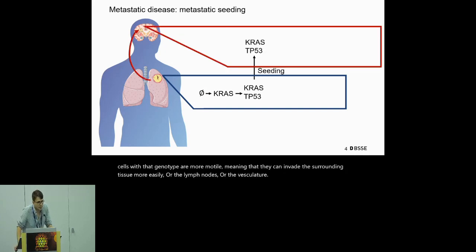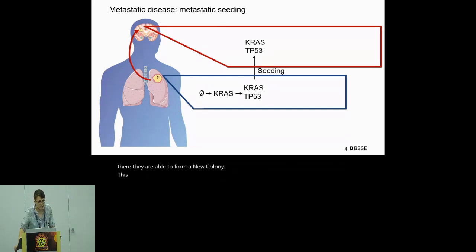And some of the cells that make it to the vasculature might travel through it and leave it at a very distant point in the patient's body. For example, here some cells make it to the brain, and there they're able to form a new colony. This colony is known as a metastasis, and this migratory process can be called metastatic seeding.